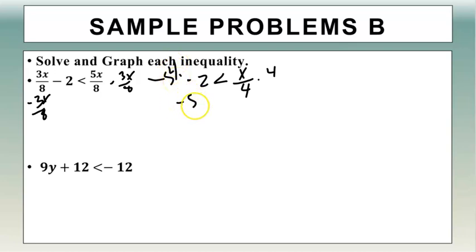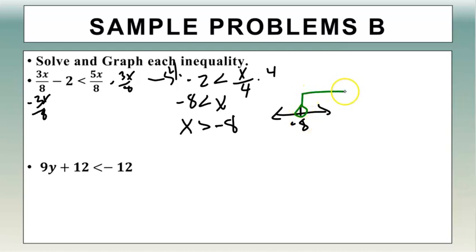Now I have negative 8 is less than x, but I always like writing it with that variable first, so it's really x greater than negative 8. So on a number line, negative 8 here. Open circle because it cannot equal, greater than goes to the right.